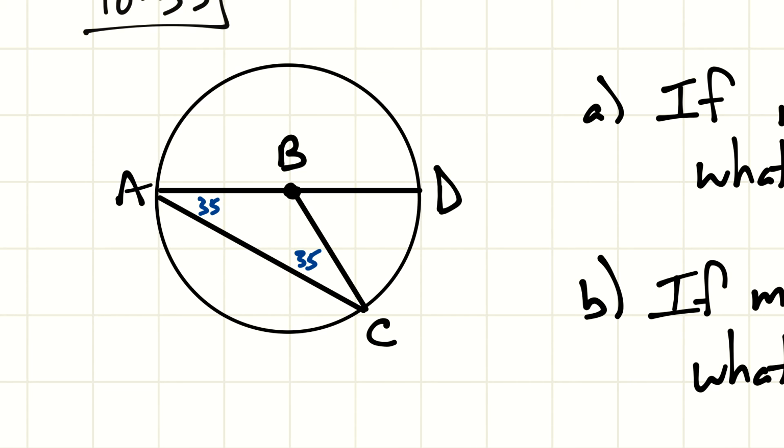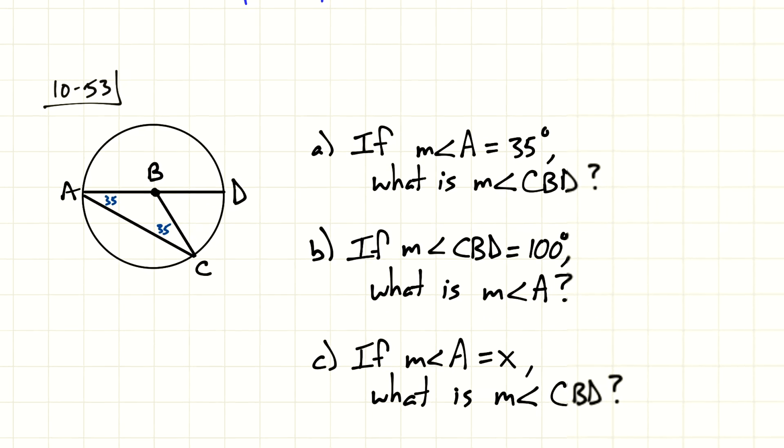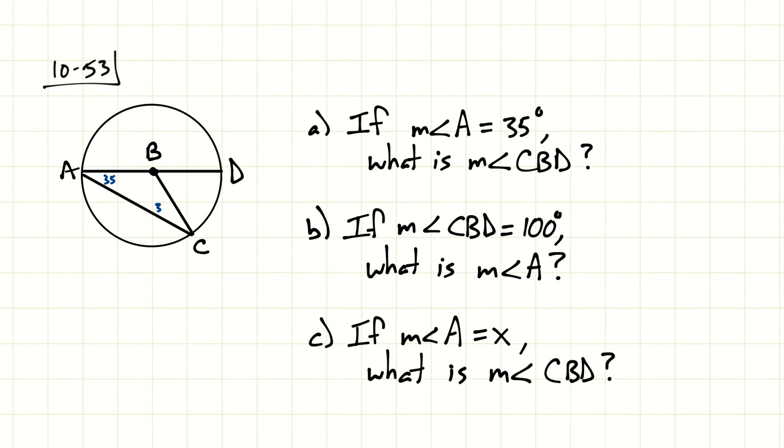If you couldn't figure that out, you could always figure out this angle, which would then be 110. If this is 110, then the supplementary angle would be 70 degrees. So that's another way you could do it. Using that information, we know the measurement of angle CBD is equal to 70 degrees. Each part of these is a different problem, so don't think they're the same.